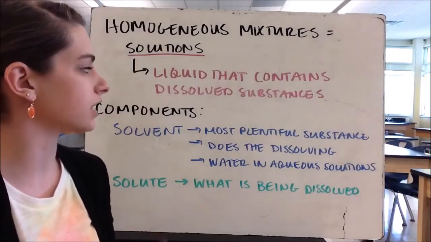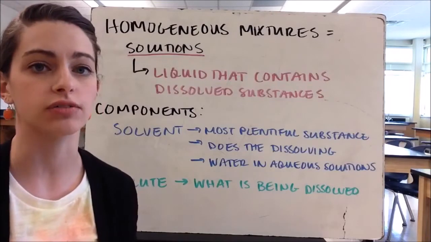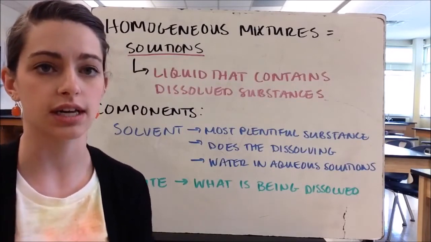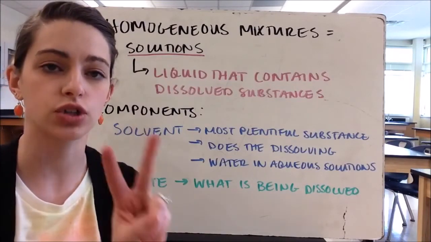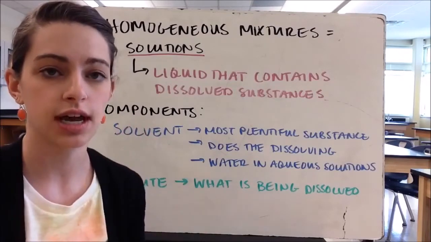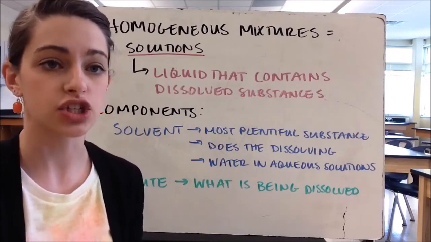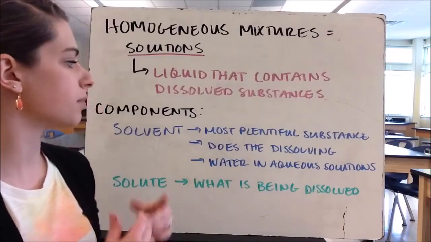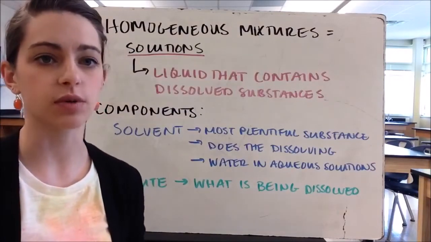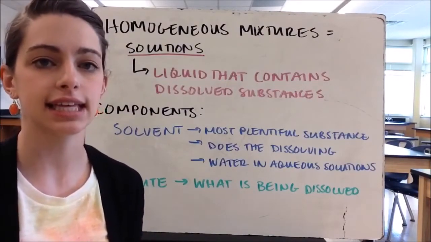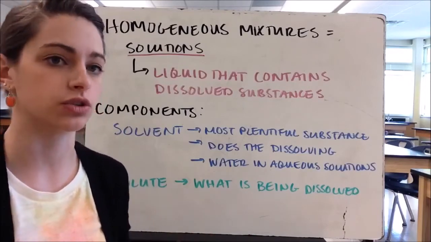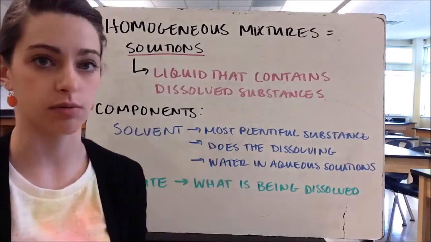Solutions are specifically a liquid that contains a dissolved substance. So there's the liquid and there's the thing that's being dissolved. So there are two components to a solution, and they have specific names. The solvent is the most plentiful substance, so whichever one you have the most of, and it's the thing that does the dissolving. So traditionally in a solution, it's the liquid part of it.